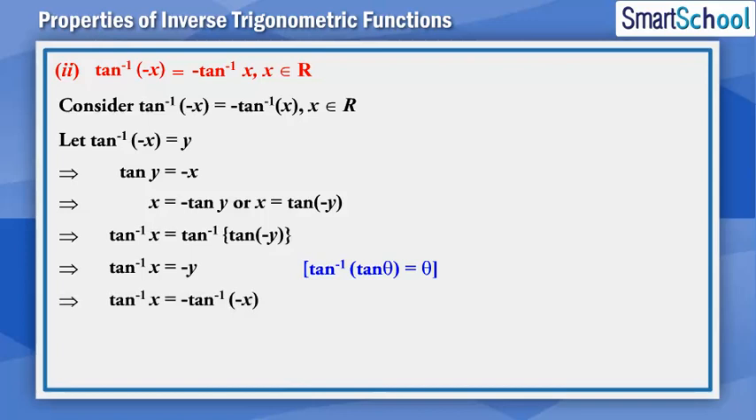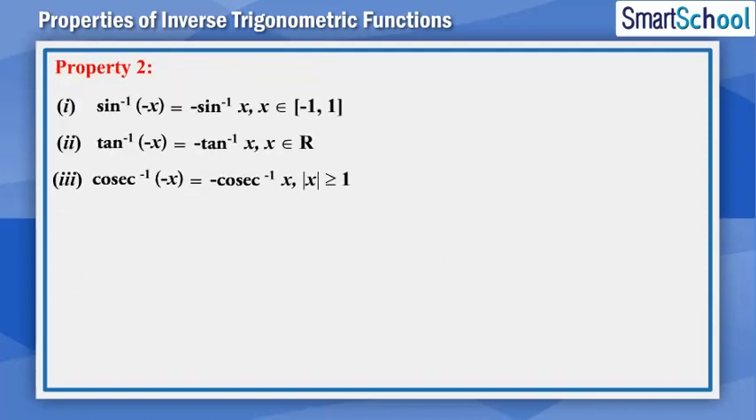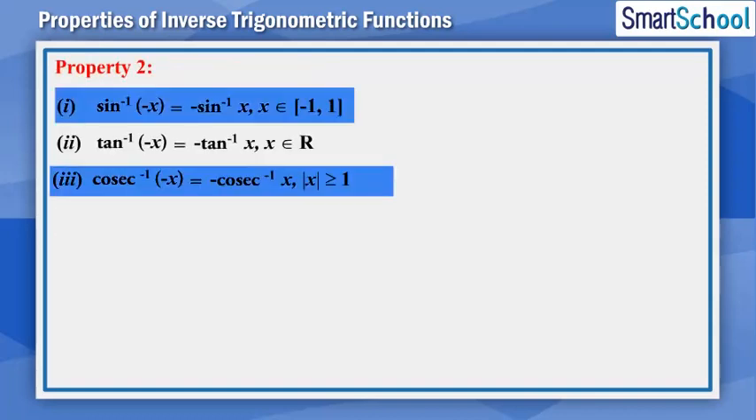On multiplying both the sides by -1 gives the result, that is, tan inverse of minus x is equal to minus of tan inverse x. The other two properties can be proved in a similar way.